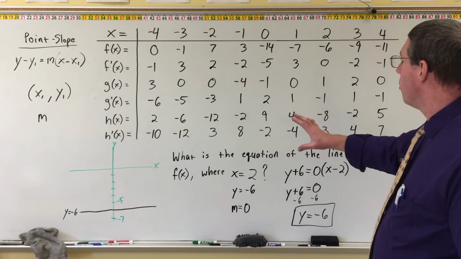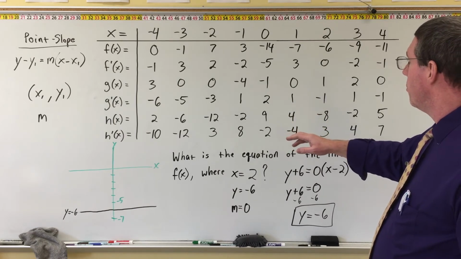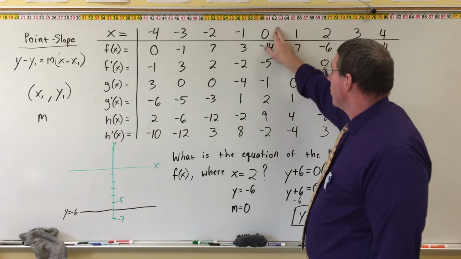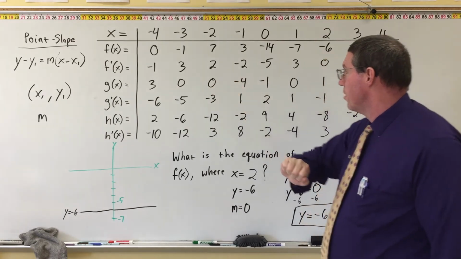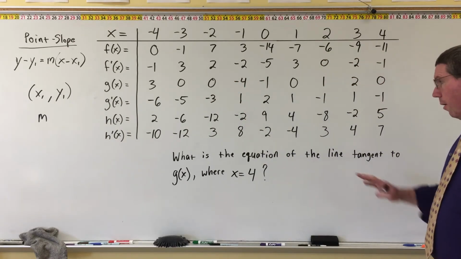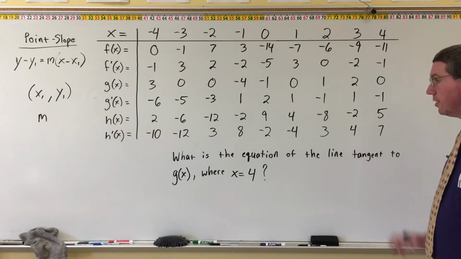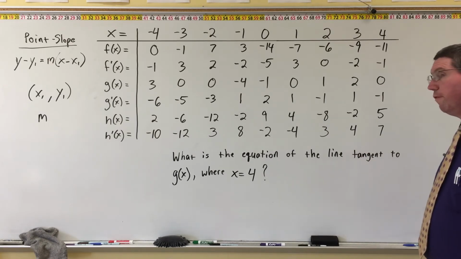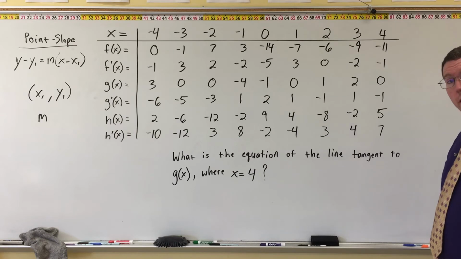Actually, you know what? Let's do one more. Let's do one where the x value is equal to 0 and another one where the y value is equal to 0. All right, here's one. Why don't you try it? Okay, we got: what is the equation of the line tangent to g of x where x is equal to 4? Pause the video and try it on your own.